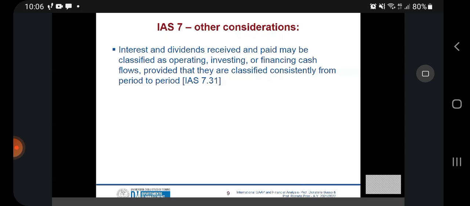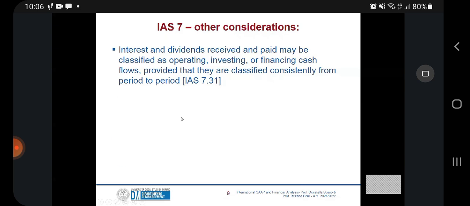For example, the interest and dividends received and also paid, according to IAS 7 paragraph 31, may be classified as either operating, investing, or financing, provided that they are classified consistently from period to period. That means that you have freedom to categorize them in either of the activities, with the only condition that you continue to do so over the years. You will not change and recategorize them in another class later.